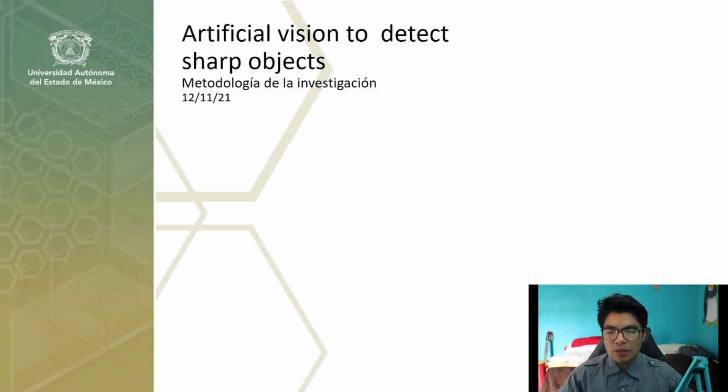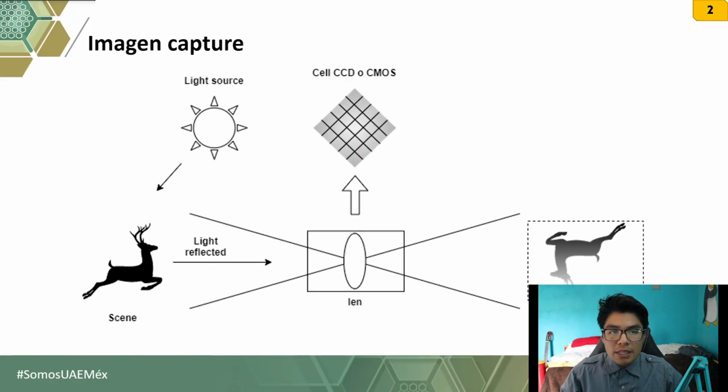Hello. This video presents artificial vision to detect sharp objects. Right now we have the first step, which is image capture. We need some kind of source or raw material to work with, and in this case it is the images or pictures that we can capture.